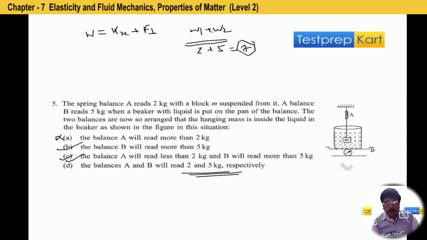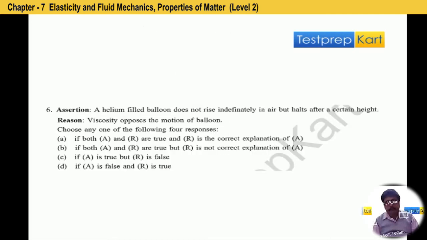So here the tension T should be mg. So here T should be kx. This force, P, is also a force, so F should be kx, and another force is working, that is FB. So in that case, it is more than 5 kg and less than 2 kg, that is the answer. So B and C is the correct answer.